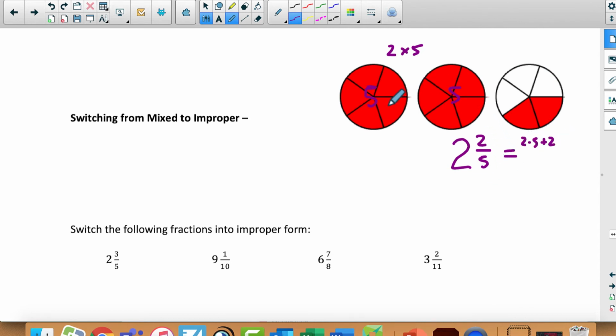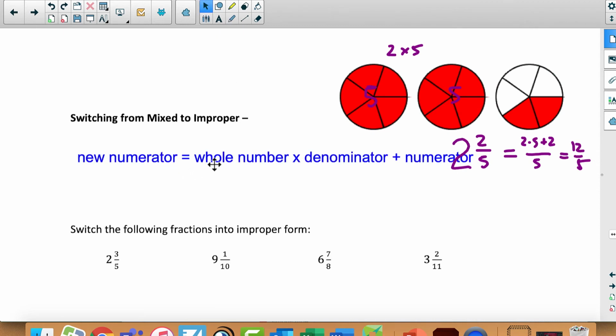Now, when it's improper, the pieces don't change sizes. They're still the same size. They're fifths, so your bottom number is going to be 5. 2 times 5 is 10 plus 2 is 12 over 5. So here's how you do it, if that didn't make sense. To get the new numerator, you take the whole number, in this case it was 2, you multiply it by the denominator, in this case it's 5, and then you add the numerator, which in this case was 2. The denominator just stays the same. Okay, and that's how you switch from mixed to improper.